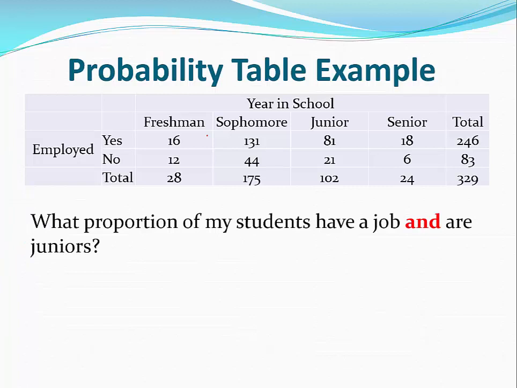And I can't do this. Sorry about that. What proportion of my students have a job and are juniors? That's the intersection. And the symbol that you'll see used for the intersection, the U makes sense, right? If you think about a union, it's a U. Well, here we have these two outcomes, and we'll say they have a job, the yeses, and are juniors.